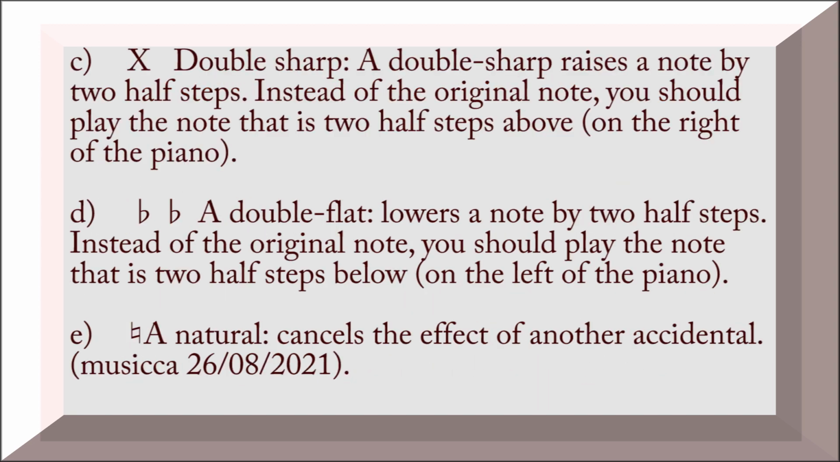Double sharp. A double sharp raises a note by two half steps. Double flat. A double flat lowers a note by two half steps. Instead of the original note, you should play the note that is two half steps below, on the left-hand side. A natural note. A natural note cancels the effect of another note. So natural, it is pure.